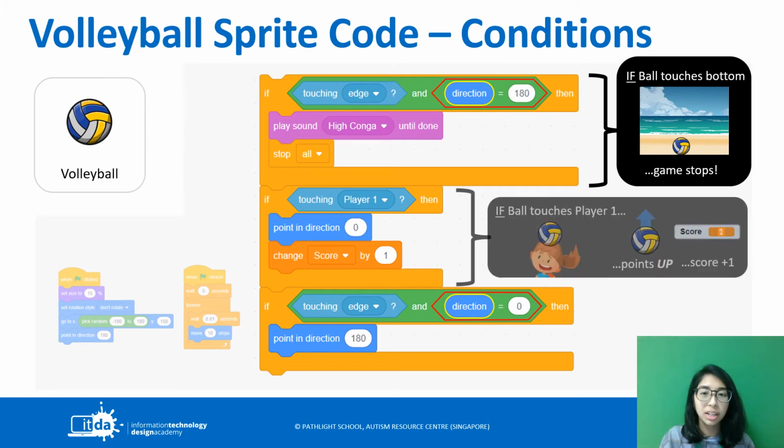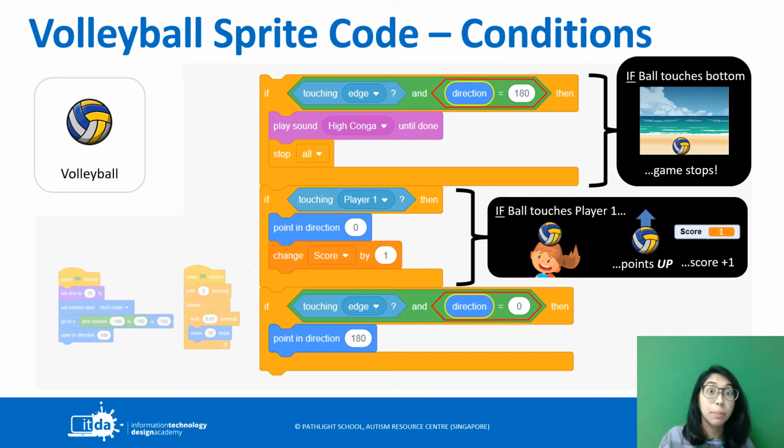Second condition, if the ball touches player 1, then point in direction 0, change score by 1. So this means if the ball touches player 1, it's going to point up, it's going to move upwards and add 1 to your score. Okay, so this is the touching player 1 bounce up code.